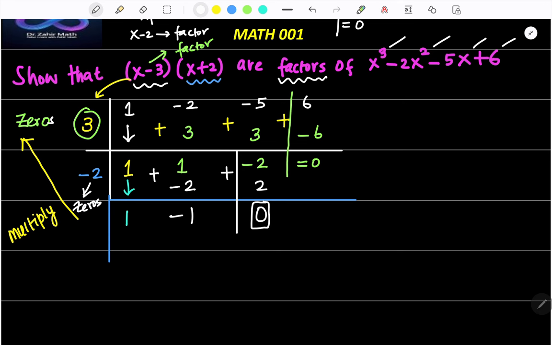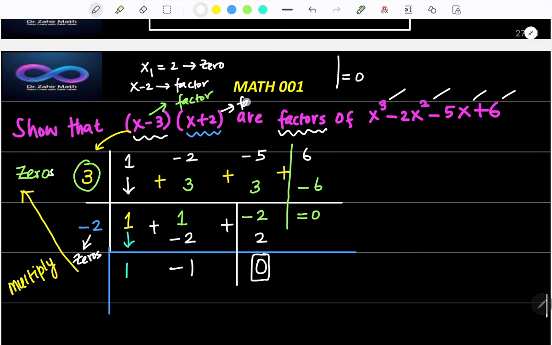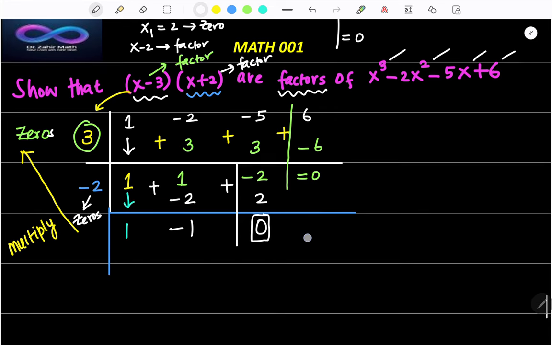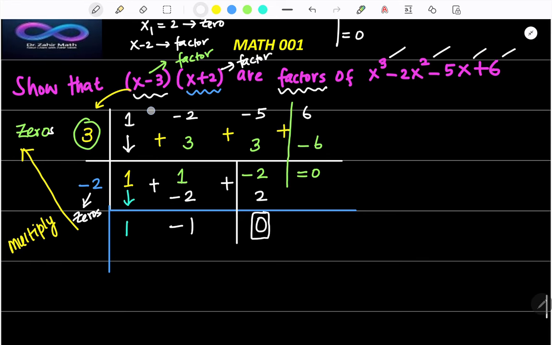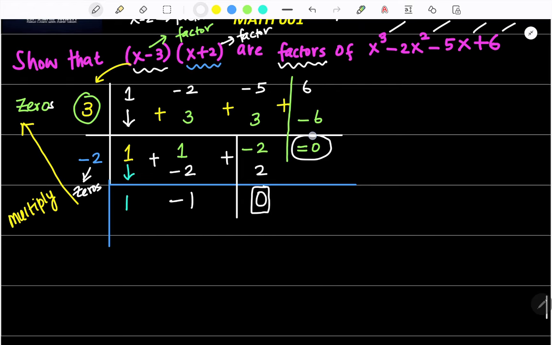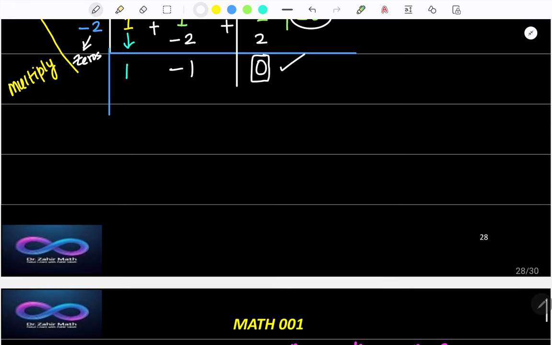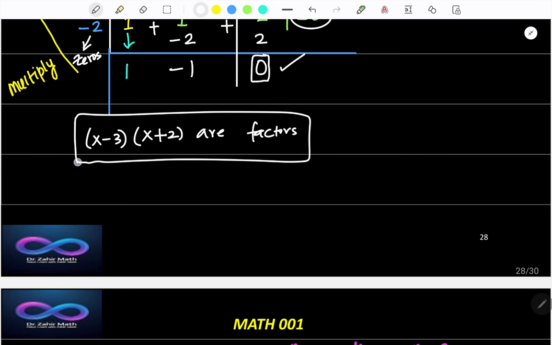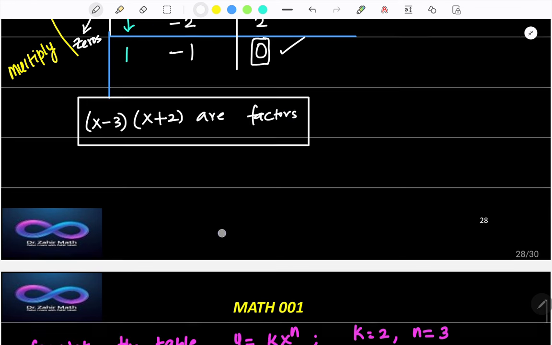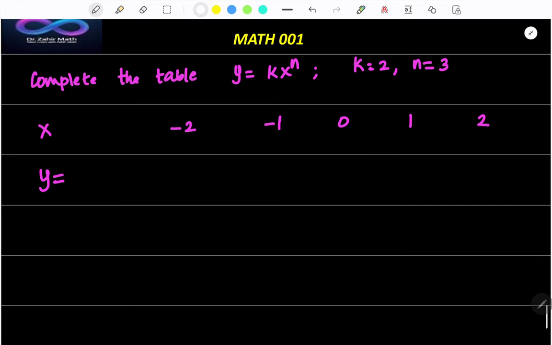And this is called what? Factor. So what is the question? Show that x minus 3 and x plus 2 are factors. So you get 0 here and you get 0 here. So finally what answer are you going to write? Therefore x minus 3 and x plus 2 are factors. Clear everybody? Let's go to the next question.